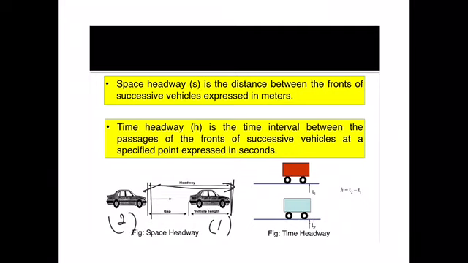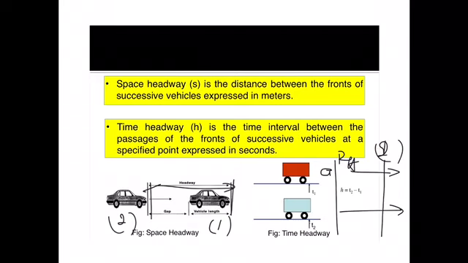Next we have time headway. What is time headway? First we have a reference point. Now, there will be a time lag between the first vehicle and the second vehicle crossing the reference point. Both vehicles start at the first reference point, and when they cross the second reference point, there can be a difference. What is the difference in time between the two vehicles? That we call the time headway.